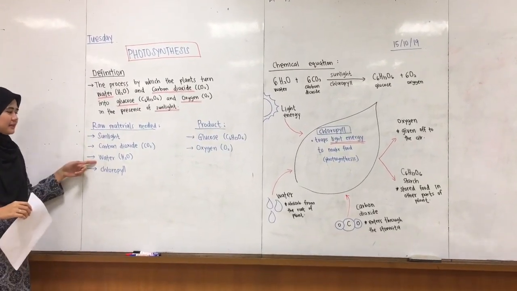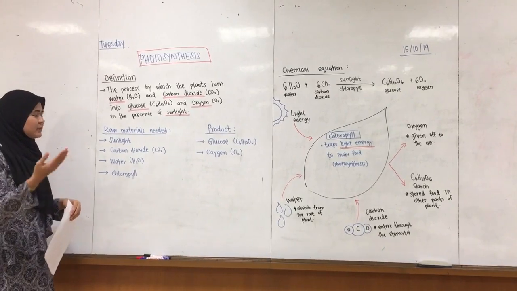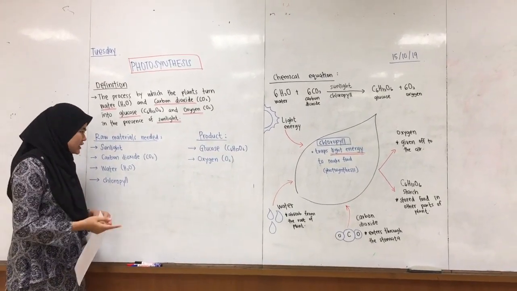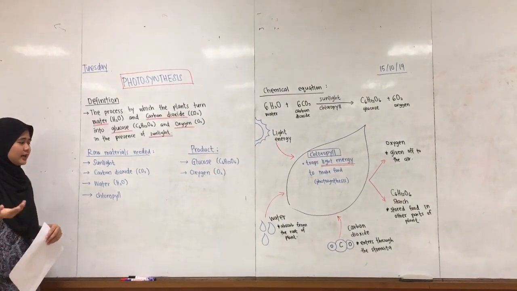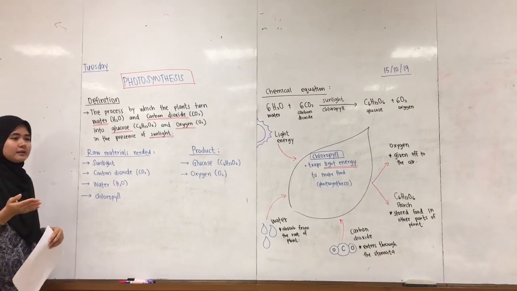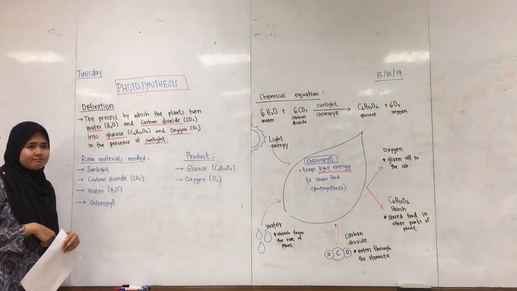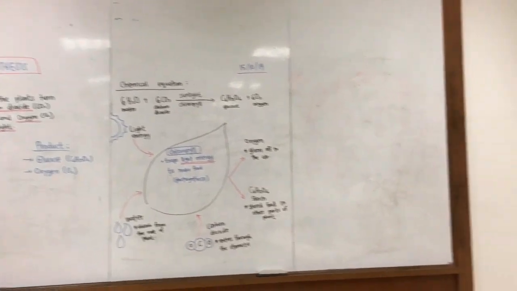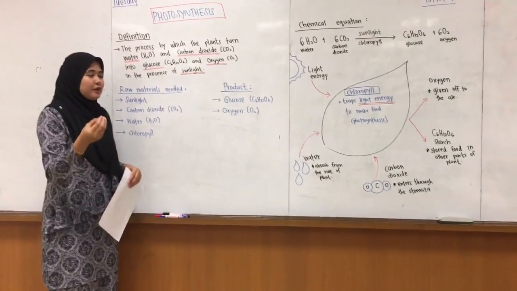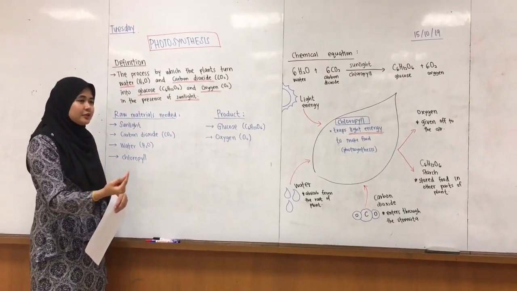Alright, the third raw material is water. The molecule for water is H2O. So have you any idea where plants get water? I think when it rains, the water will be absorbed by the soil. So soil provides water to the plant. You're very brilliant, Izian. Yes, it's true what Izian said. Plants get water from the soil through the roots of the plant.